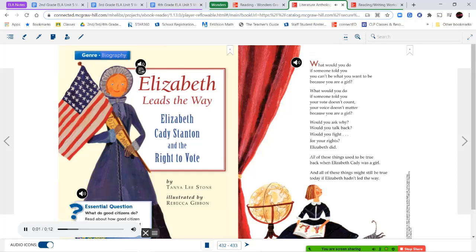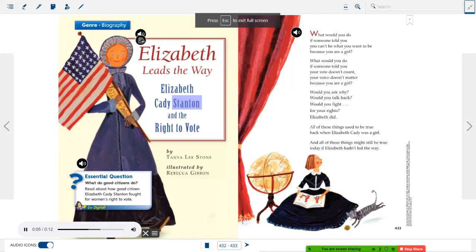Genre: Biography. Elizabeth leads the way. Elizabeth Cady Stanton and the Right to Vote. By Tanya Lee Stone. Illustrated by Rebecca Gibbon. Essential question: what do good citizens do? Read about how good citizen Elizabeth Cady Stanton fought for women's right to vote.